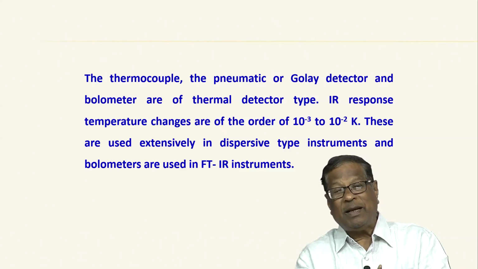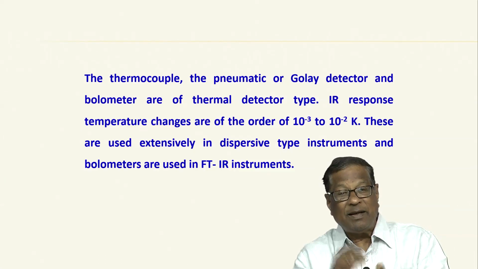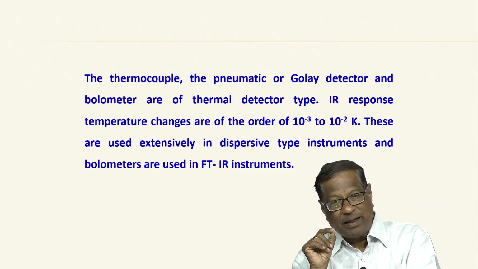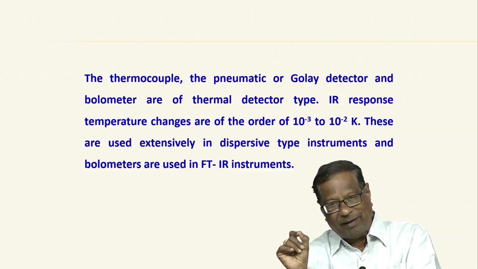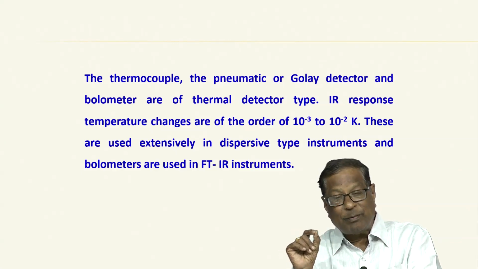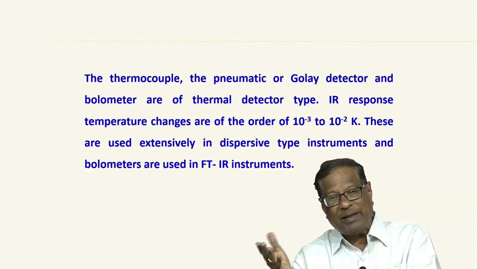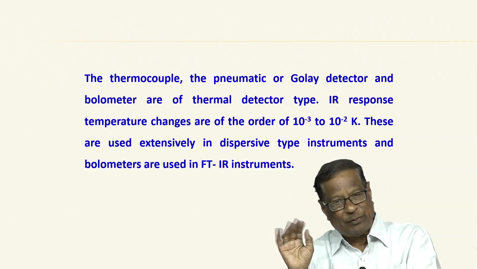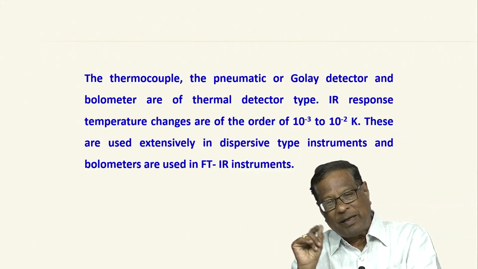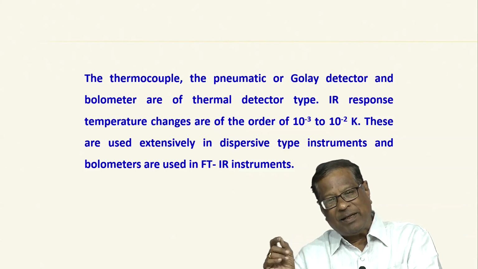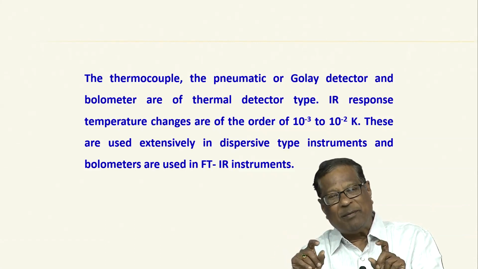The typical delta T for optimum detection is 10 raised to minus 1, that is 0.1 Kelvin, or 10 raised to minus 2 Kelvin. Okay. Now, we do not say degree Kelvin, we just say 10 raised to minus 2 Kelvin, but 1 Kelvin and 1 degree centigrade change are the same.